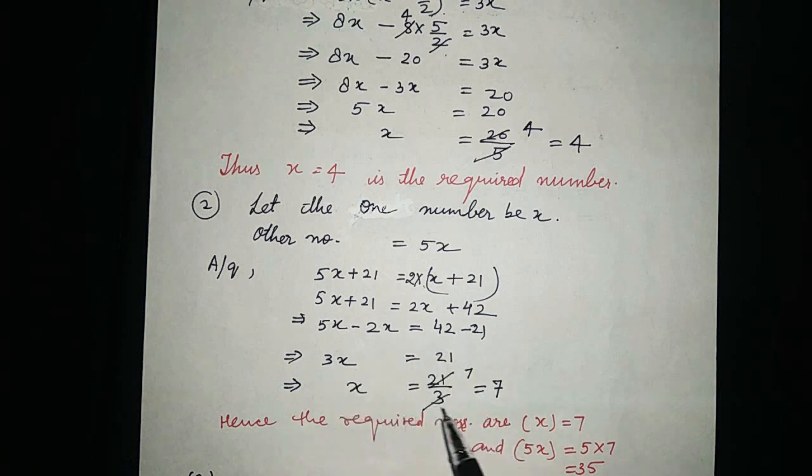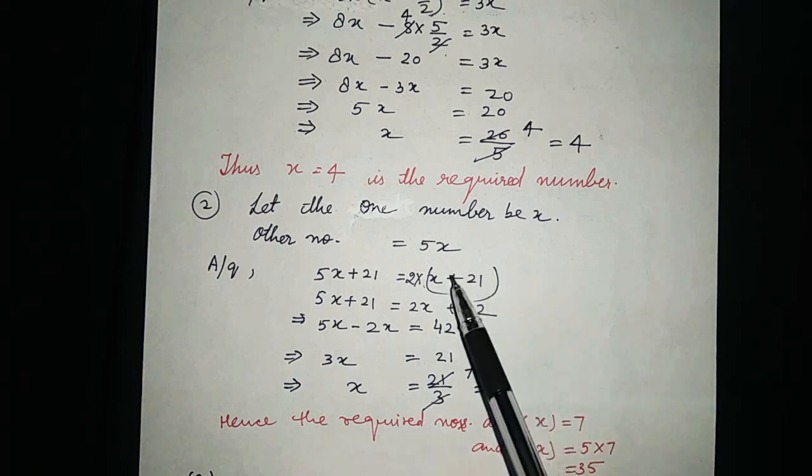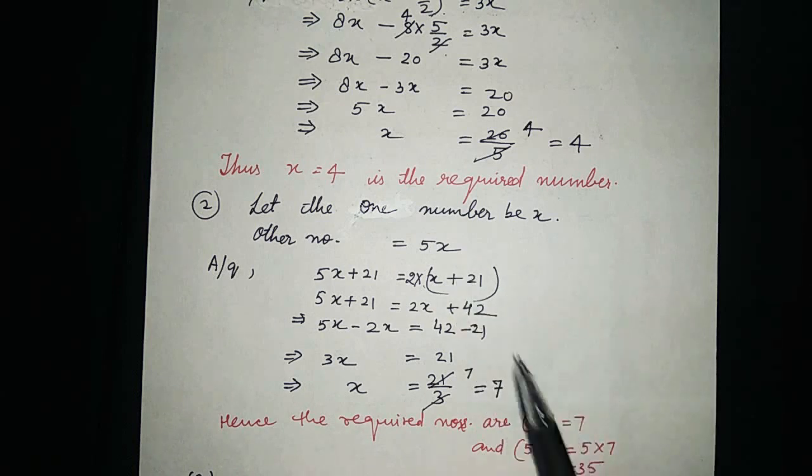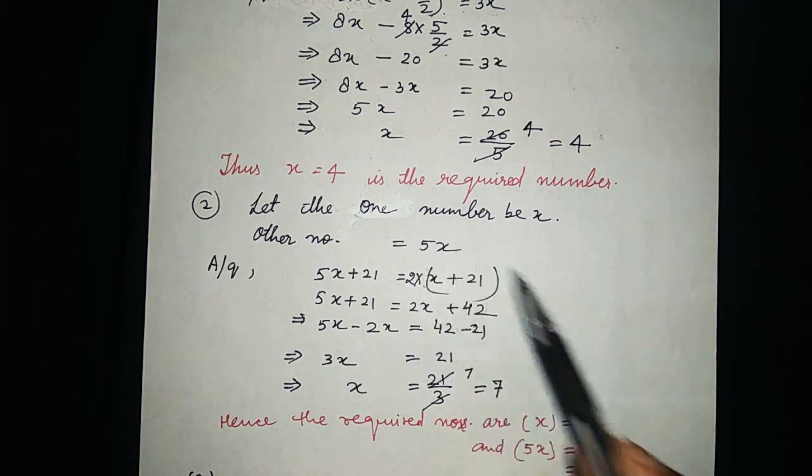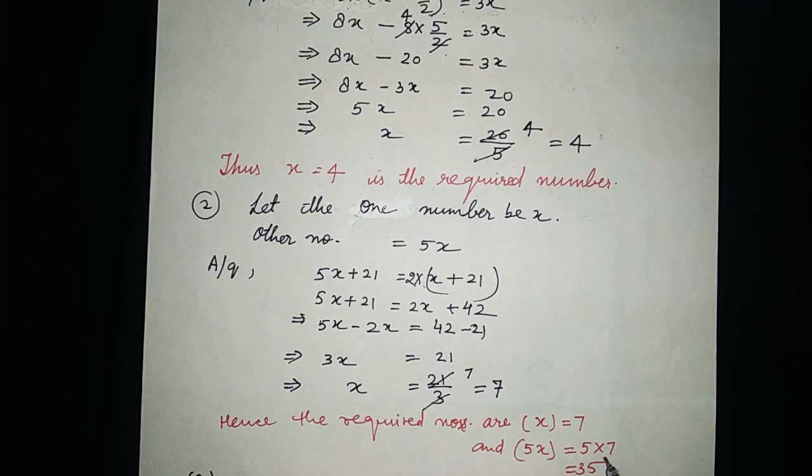Now 3 we will transpose to the right hand side. It is in multiplication, so this side you will write in division, and after simplifying it you will get 7. 3 1 is 3, 3 7 is 21. Here you have got the value of x, means you have got the value of one number. Here the required number x is equal to 7, and for the other number, you will put the value of x in 5x. Then 5x is equal to 5 into 7 is equal to 35.